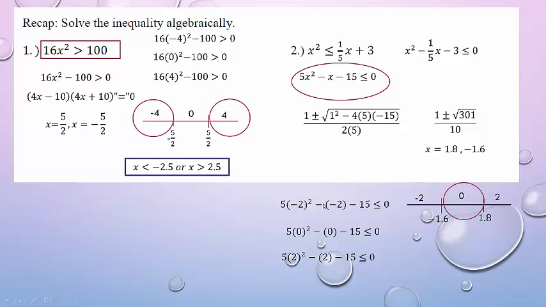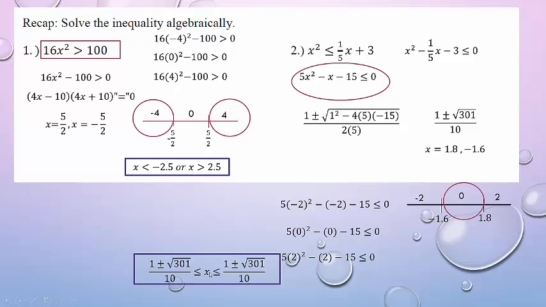So you run that through and you'll find that that does not work. 0, 0, negative 15 is less than 0, so that one does work. And then the most outer region is going to fail. So the middle region works, so I want to say anything that's greater than negative 1.6, or anything that's less than 1.8.